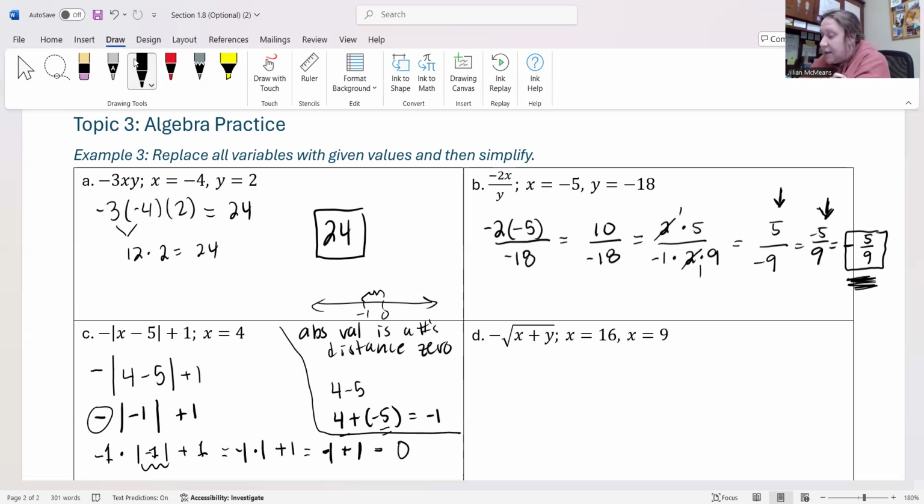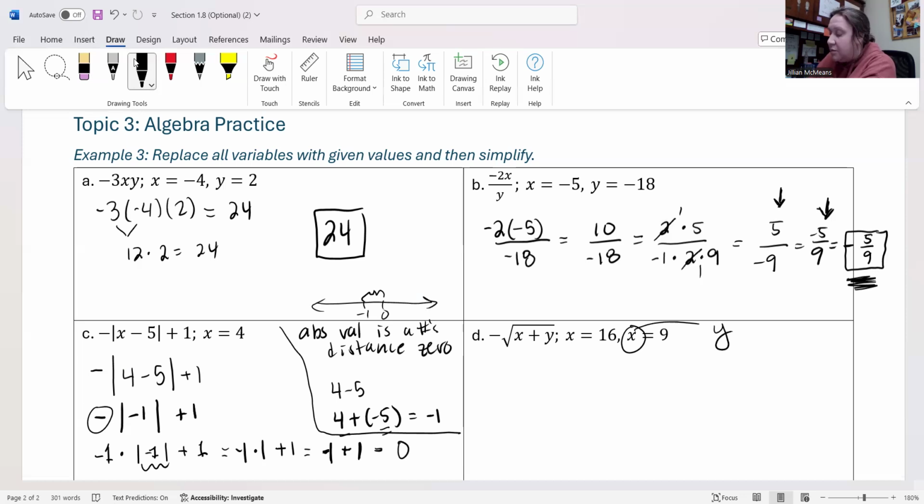All right. Last up, part D, we have negative square root of x plus y. So again, we have that -1 in front of the square root, which just becomes its own factor of -1. Underneath the radical symbol, the square root symbol is generically called a radical symbol, we have the x plus the y. We're going to replace x with 16. And, ooh, I have a typo. This is supposed to be a y. I'll fix that typo for you all, but that's supposed to be a y, okay?